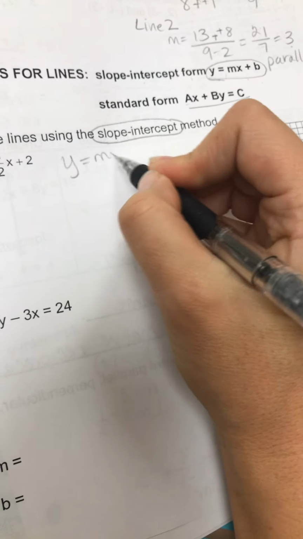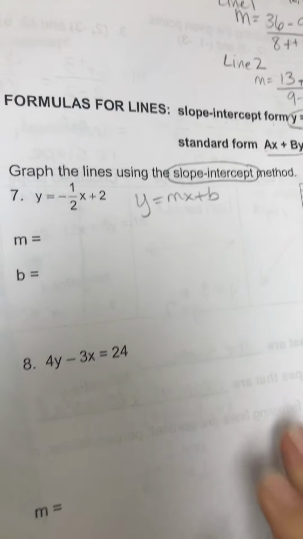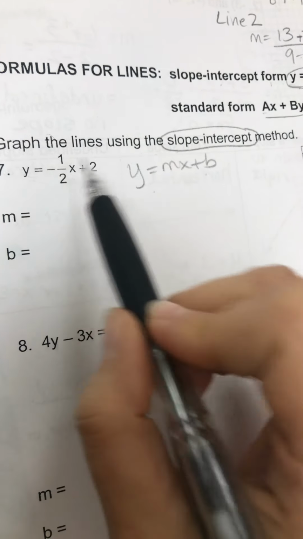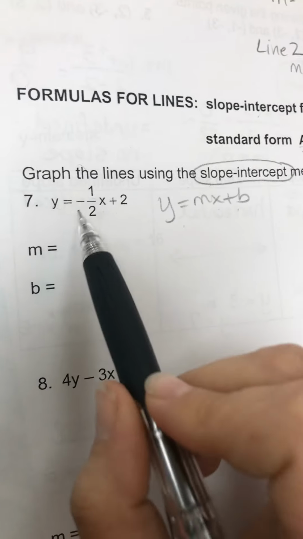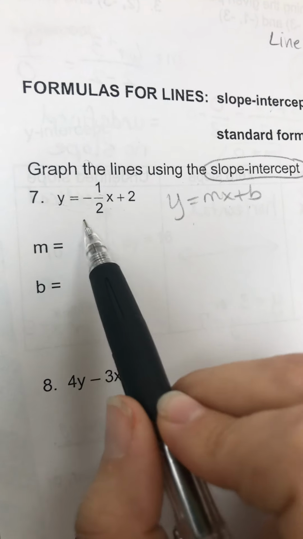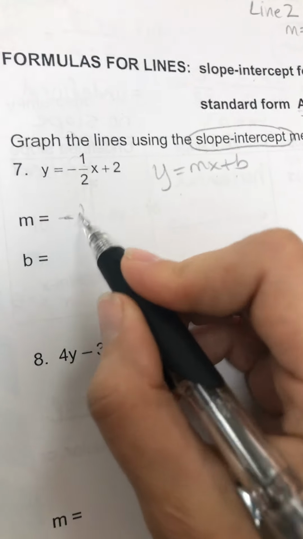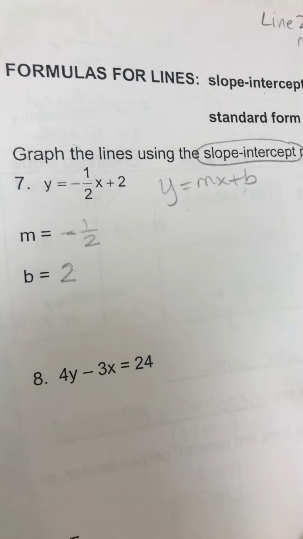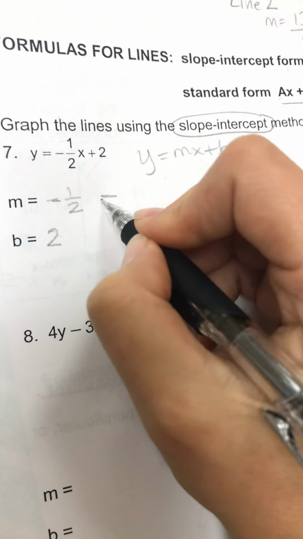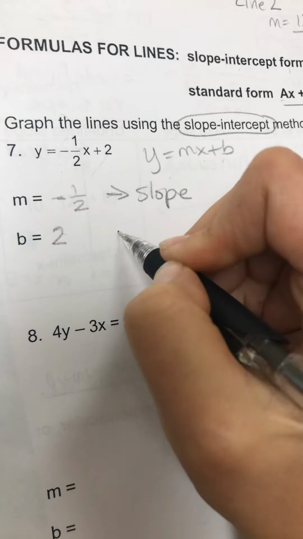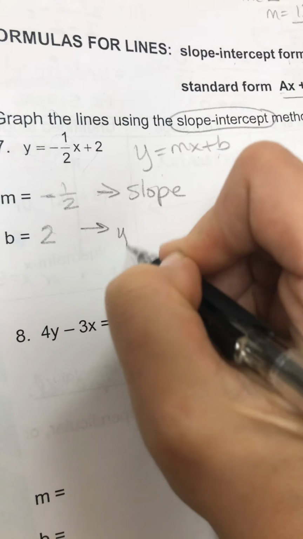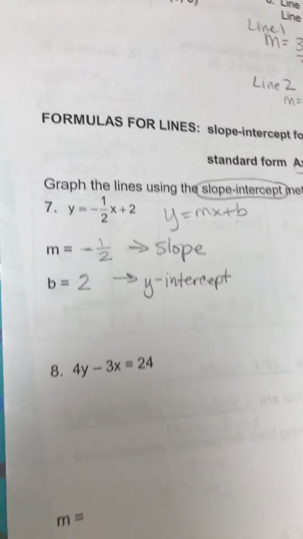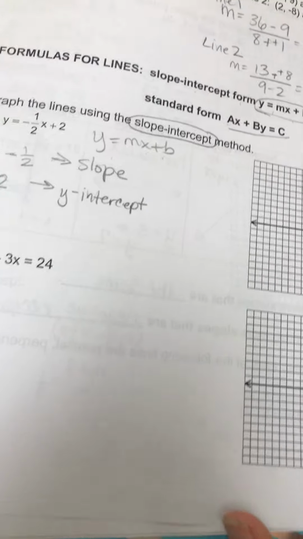So y equals mx plus b. Okay? So if you're looking at the equation, it already looks like this, so we don't need to do anything to it. You can tell that m is equal to negative 1/2, and the b is equal to 2, because it's already in the right form. So your m is your slope, and your b is your y-intercept. And what is your y-intercept? Where it crosses the y-axis. Okay? Remember that from Algebra 1.